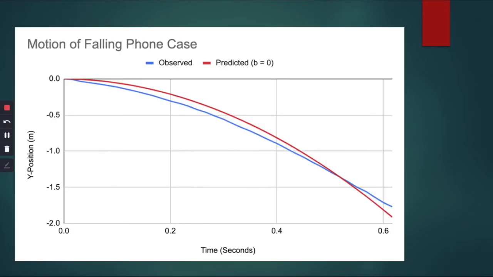Here's a graph that compares the observed and the predicted model of the phone case's motion. As you can see, the two lines are similar except for a little discrepancy. However, at the end, the predicted curve seems to get steeper. The reason for this is that we didn't account for the drag force.